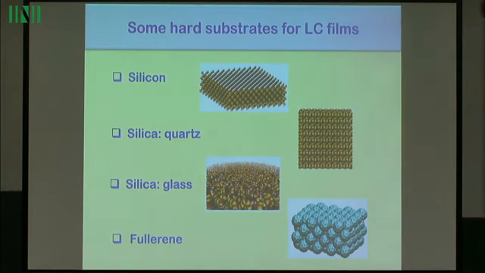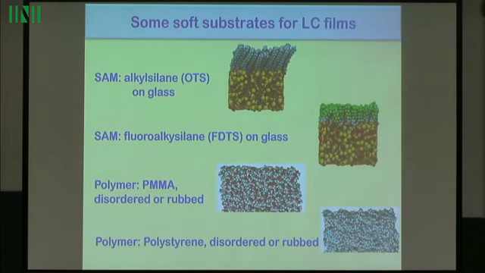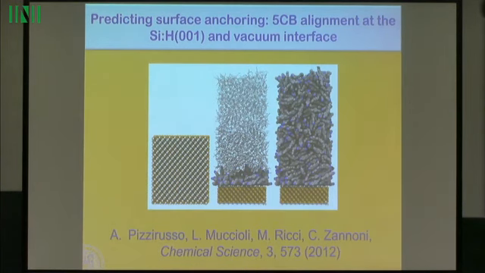So we studied a few surfaces: silicon terminated with hydrogen, silica quartz, silica glass, fullerene. These you can call hard surfaces. And we've also simulated in detail some self-assembled monolayers made by long chain molecules that are attached covalently, typically, to the surface here. So alkylsilane or fluoroalkylsilane, or some polymers. And you know that in polymers, the idea is that if you rub a polymer, then the liquid crystal molecule on top will align according to the rubbing direction, or lapping direction if you are softer. I just want to quickly show you some results.